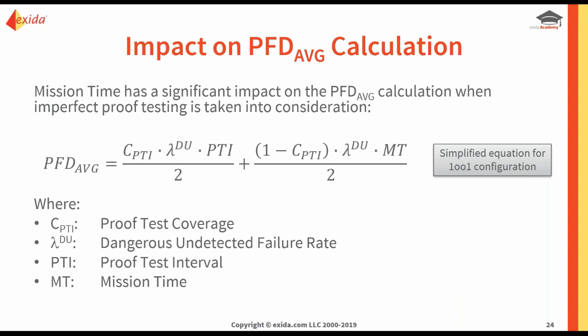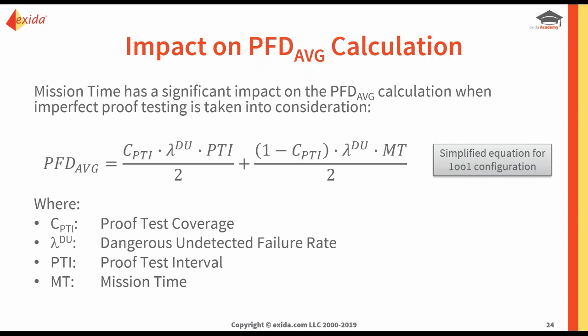So if you're doing your proof testing and you know the exact steps in your procedure, you know exactly what percentage of failures can be revealed during the proof test, which means that there are failures that may not be revealed. And those failures obviously could exist for the entirety of the SIF's life in the system. And so the mission time has that large impact on the PFD average.